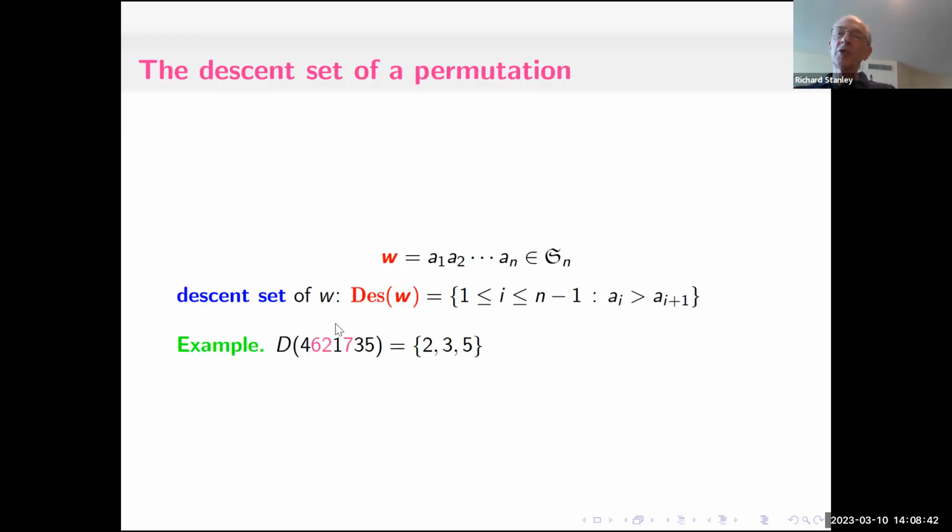For instance, here's a permutation for n equals 7. In red are the numbers whose index is a descent. 6 is followed by a smaller number, so 2, the position of 6, is a descent. The descent set is 2, 3, 5.